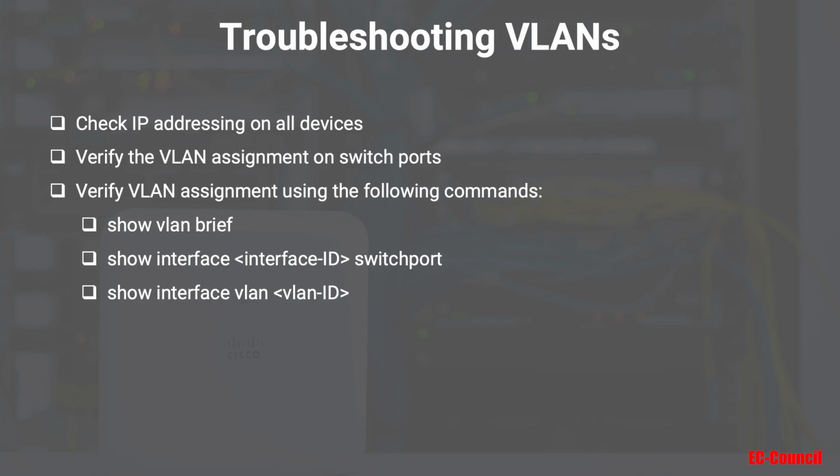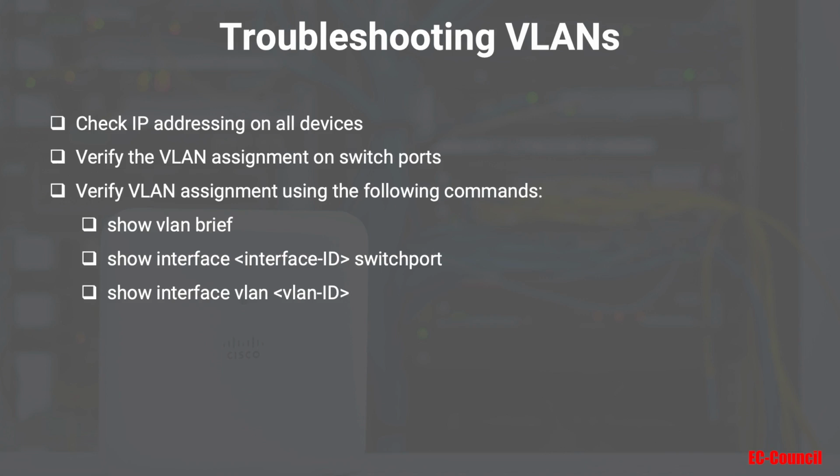Furthermore, verify the VLAN assignment is properly configured on each switch port. To verify the VLAN assignments, you can use the show vlan brief command, the show interface ID switchport command. You can also use the show interfaces vlan ID command.